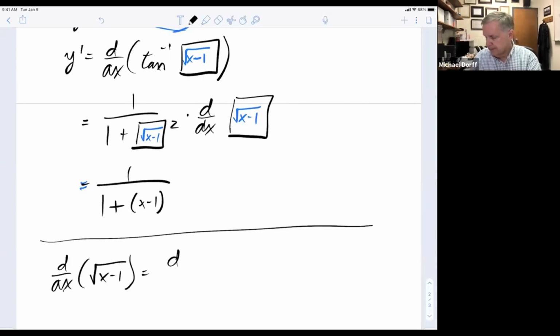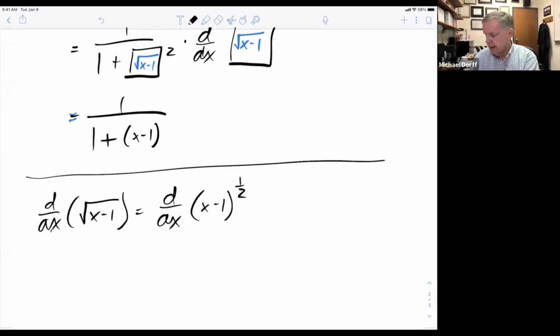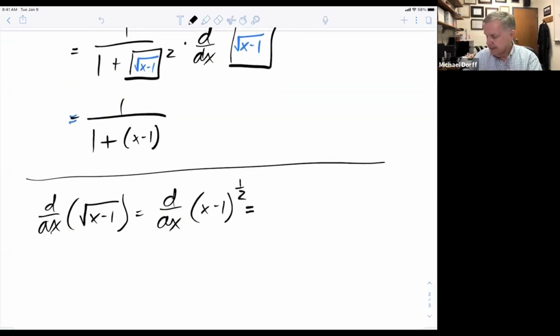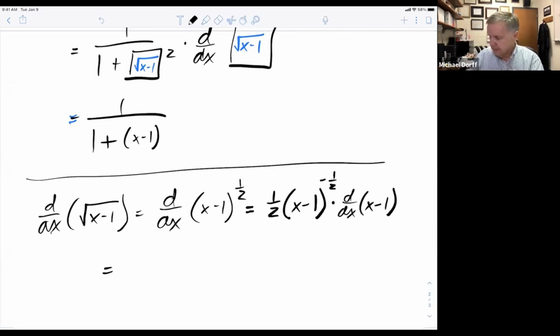Well, I can think of this as the derivative of x minus 1 to the 1/2 power. And when I do that, I can use the power rule to get, I take the exponent, bring it down up front, and I take my term and I reduce the exponent by 1. So 1/2 minus 1 would give me minus 1/2. And then by the chain rule, I need to take the derivative of what's inside the parentheses, which would be x minus 1. So I then have 1/2 times x minus 1 to the negative 1/2, and then that derivative is just going to be 1.